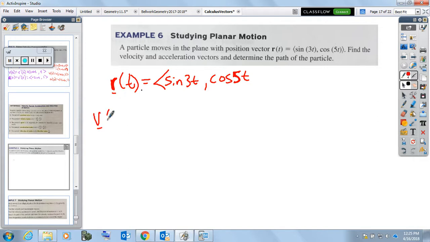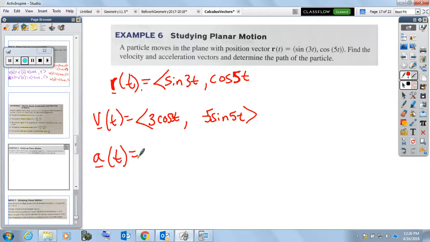So velocity in this case will be the derivative of r. Chain rule: the inside is 3t, so the derivative of 3t is just 3, and the derivative of sine is cosine, so 3 cosine of 3t. And for cosine, the derivative is negative sine times the derivative of the inside, so negative 5 sine of 5t.